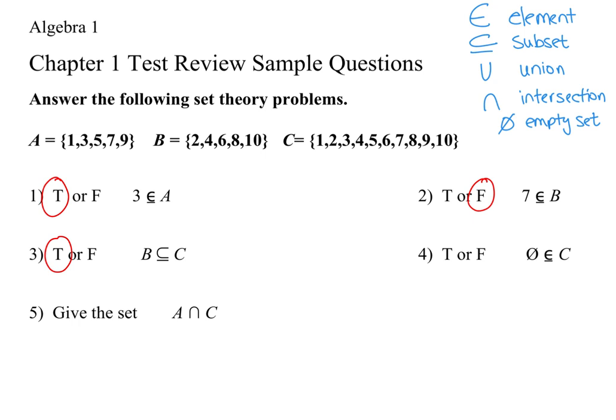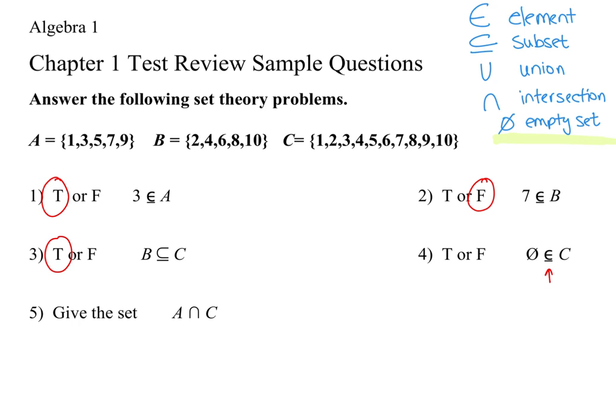The reason is element can only be used for elements. But this symbol we said was empty set. So when you're comparing a set to a set, you're going to use the subset symbol. And so if it had said the empty set is a subset of C, that would have been a true statement. The empty set has no elements, right? But it is still a set, okay? And so when you're comparing sets to sets, you want to use your subset notation.